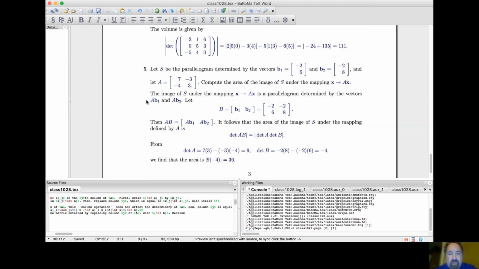So this all comes from keeping in mind how you get the vectors that define the new transformed parallelogram. And it just comes from multiplying them by A. And then we take advantage of the fact that the determinant of a product is a product of the determinants.